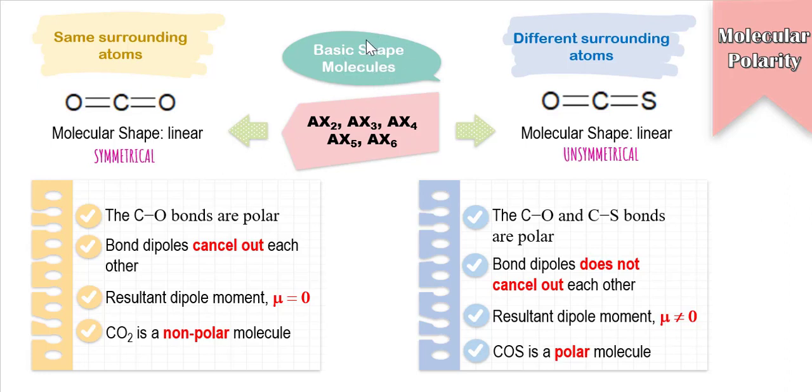I divide it into three parts. First, let's have a look at the basic shape molecules, which are AX2, the linear, AX3 trigonal planar, AX4 tetrahedral, AX5 trigonal bipyramidal, and AX6 the octahedral. Here I use carbon dioxide as an example. If the basic shape molecule has the same surrounding atoms, like carbon dioxide, where the surrounding atoms are oxygen, the molecular shape, we know, is linear. This shape is symmetrical because we have two same atoms here.